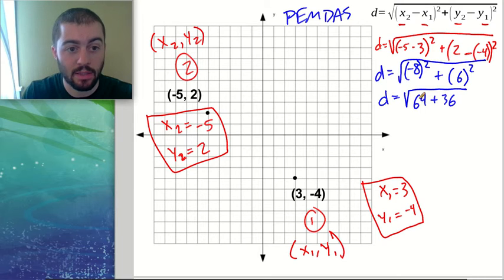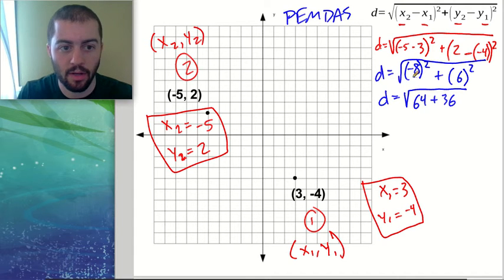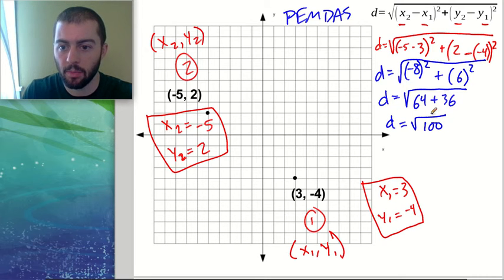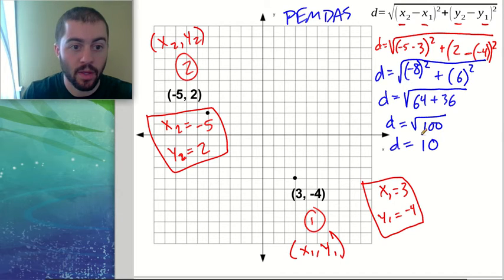That gives us a positive 64, right? When you square a negative number with a negative inside the parentheses like this, it means negative 8 times negative 8, which is going to give you positive 64. Then we have 36 on the second term under the square root here. So we can keep simplifying this down. If we add up 64 and 36, that's going to give us 100. So our distance is going to be square root of 100. So then we would solve to get a distance of 10.